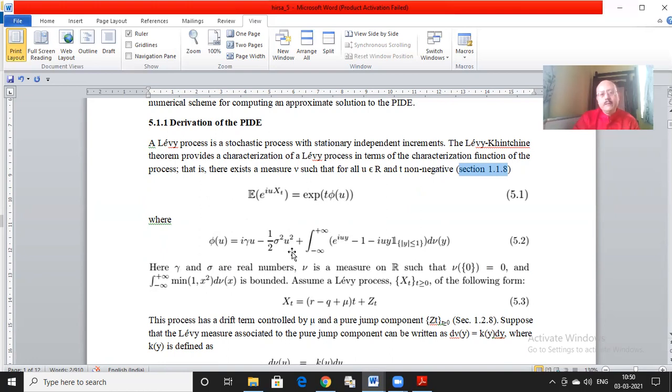Now, this is where the departure from the diffusion process comes in. The first two terms here are well known. The first two terms are exactly the normal distribution component, the smooth part.